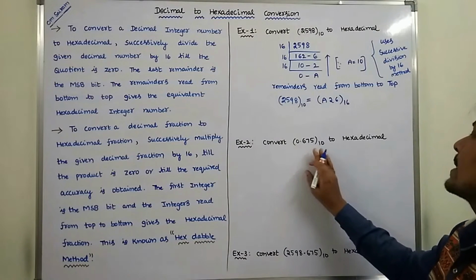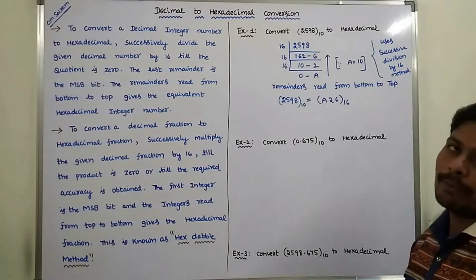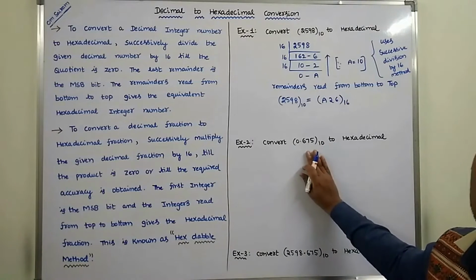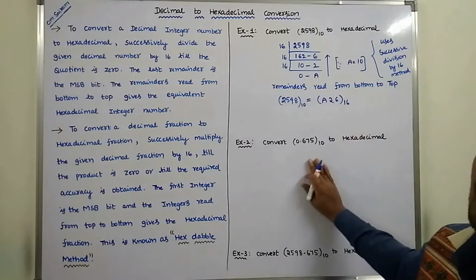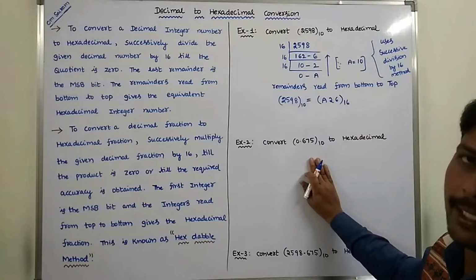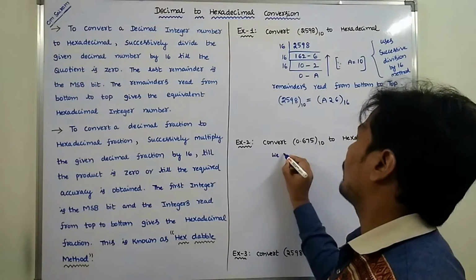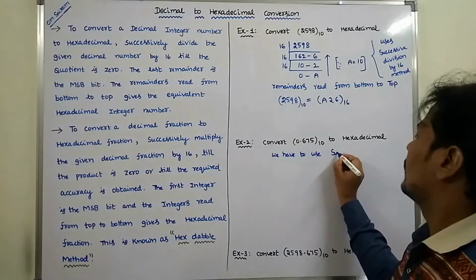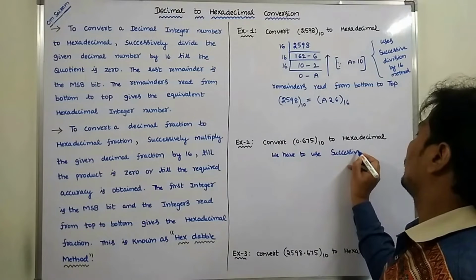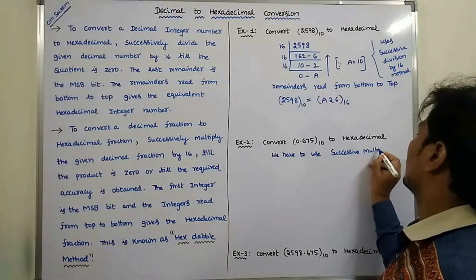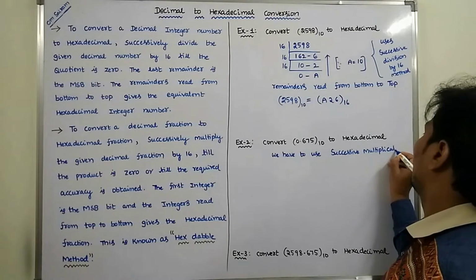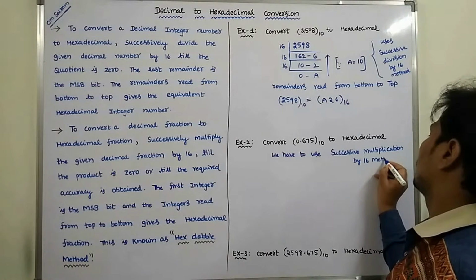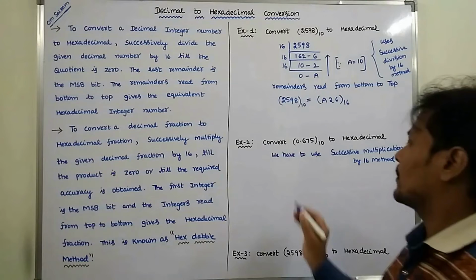Convert 0.675 base 10 to hexadecimal. This is a decimal fraction number. So to convert this decimal fraction number to hexadecimal, we have to use the successive multiplication by 16 method.